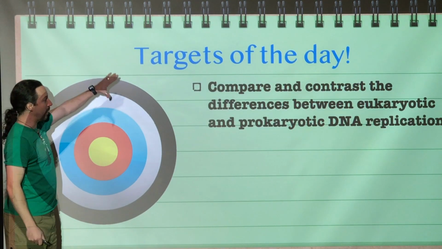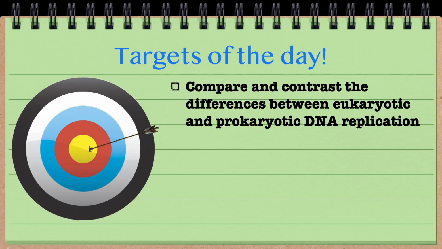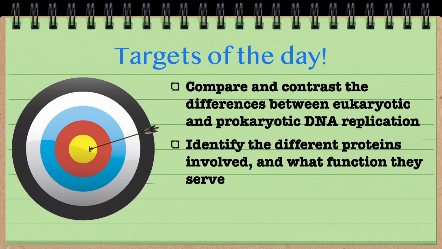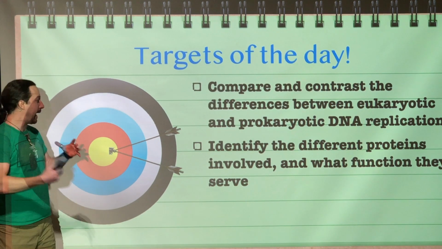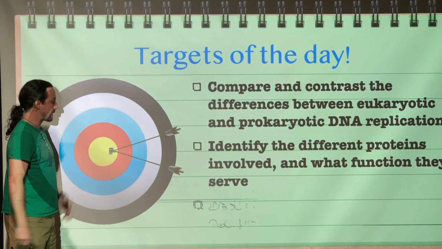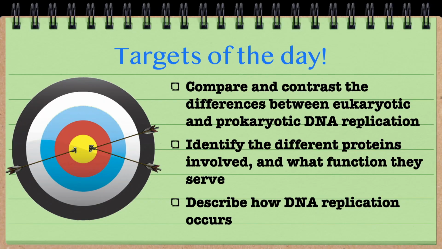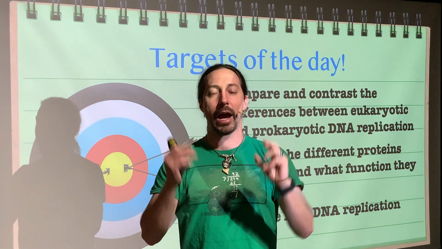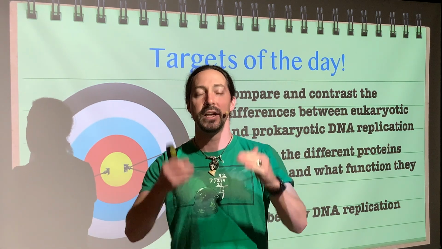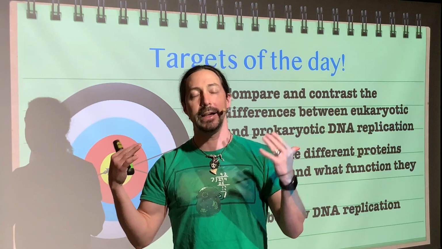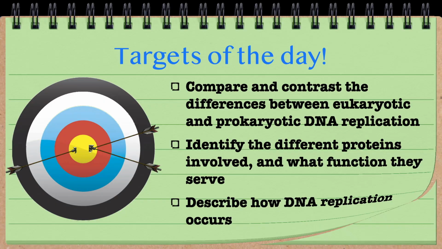First off, we're going to compare and contrast the difference between how eukaryotes and prokaryotes replicate their DNA, because they do it slightly differently. And then we're going to identify the different proteins that are going to be involved, what functions they perform, and how they go about doing that process. And lastly, we're going to describe how the actual process of DNA replication occurs. We're going to go through it step by step on how each of the different enzymes is used to show how the DNA gets replicated. Let's get this thing started.